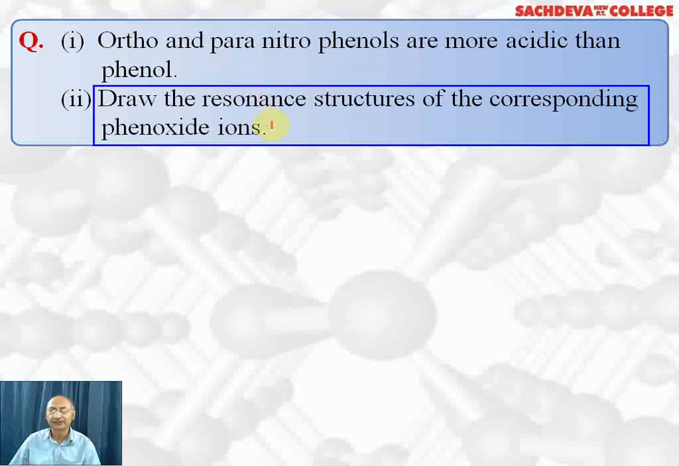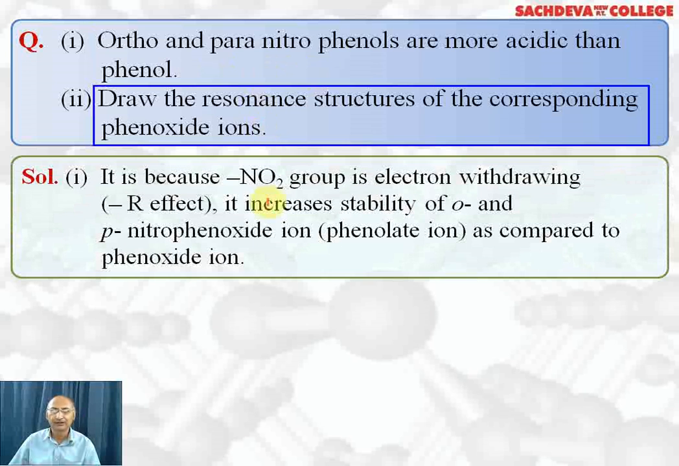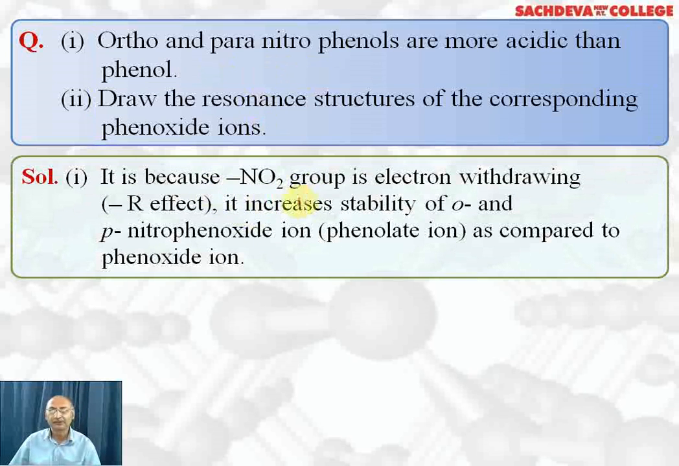Next question: ortho and para nitrophenols are more acidic than phenol. Draw the resonating structures of the corresponding phenoxide ion. Nitro group is an electron withdrawing group, that is, it shows negative resonance effect. It increases the stability of ortho and para nitrophenoxide ion as compared to phenoxide ion. Phenoxide ion is negatively charged. If any electron withdrawing group like nitro is present, that will decrease the negative charge, making it more stable.